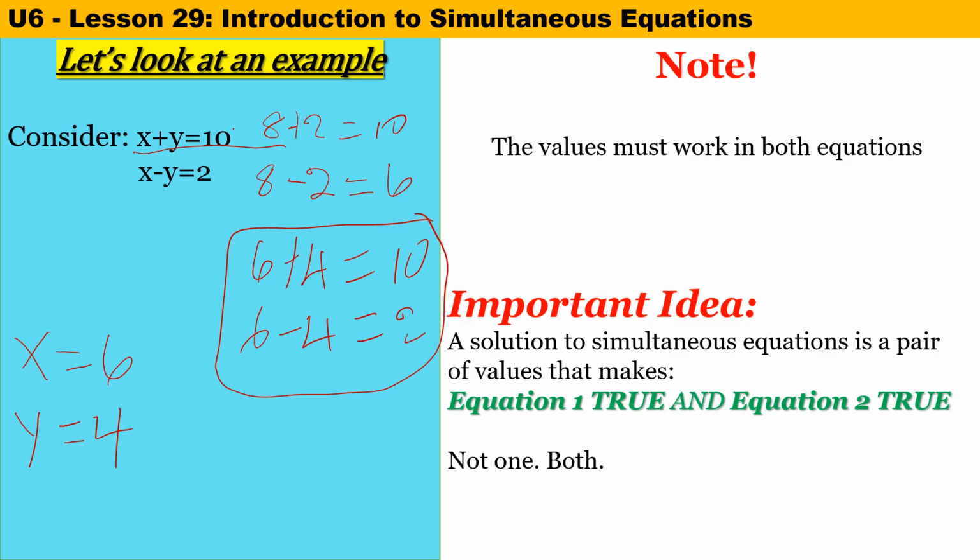Important thing to remember, a solution to a simultaneous equation is a pair of values that makes the first equation true and the second equation true. Not one, but both.